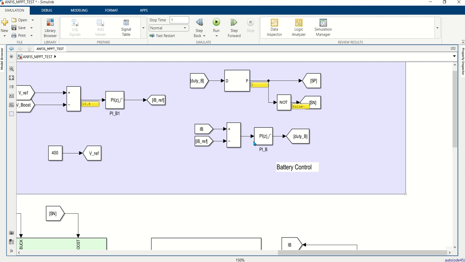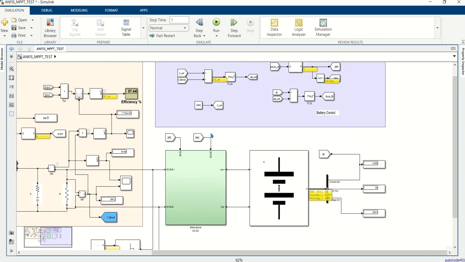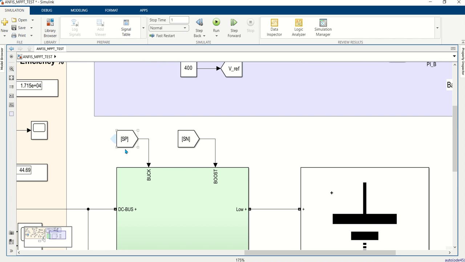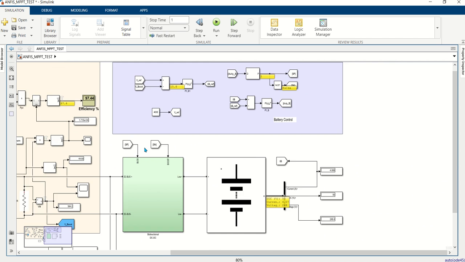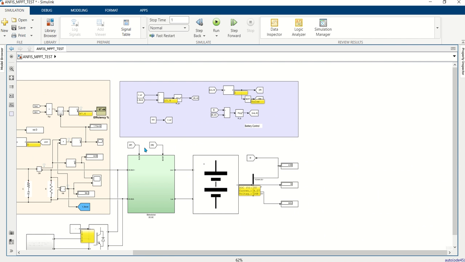That duty will then be passed to the PWM generator and it will give us two switching signals that will complement each other. When one is on, the other will be off. So at a time, let's suppose SP is a switch, in that case the buck operation will be performed and the boost will be off. Buck operation means that the battery will charge.